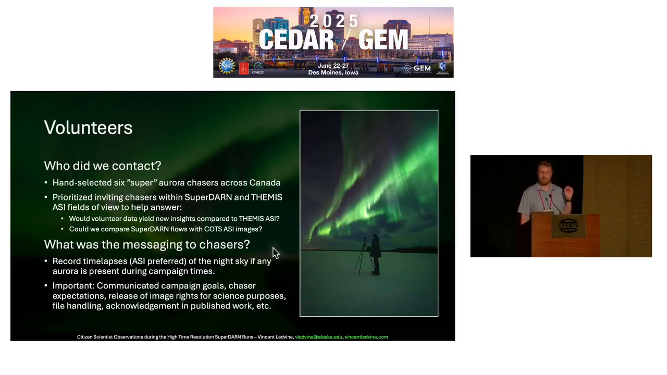We prioritized inviting chasers within the SuperDARN radar beams. That's pretty important if we want to do the science comparing the flow patterns and what we're seeing in the all-sky cameras, to get people that are actually within the radar beams. And we had some questions, right? Would the volunteer data actually yield new insights compared to what we've been using with THEMIS ASI, and could we compare the SuperDARN flows with the consumer off-the-shelf cameras?